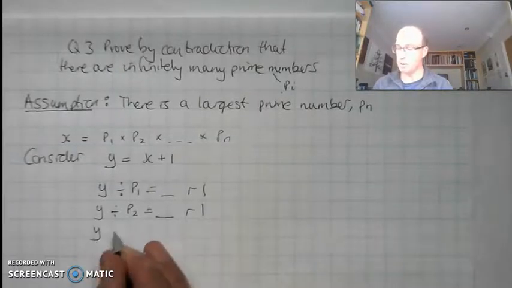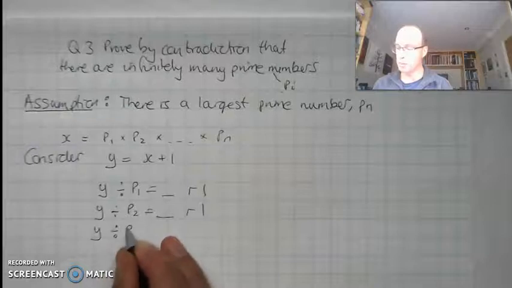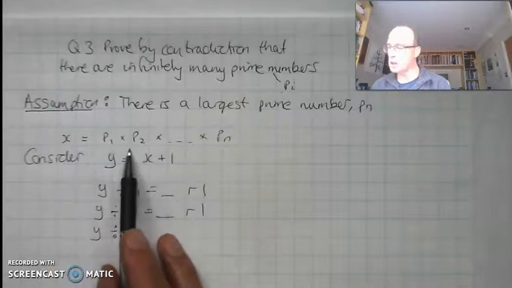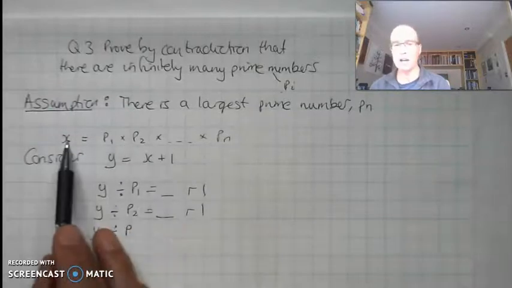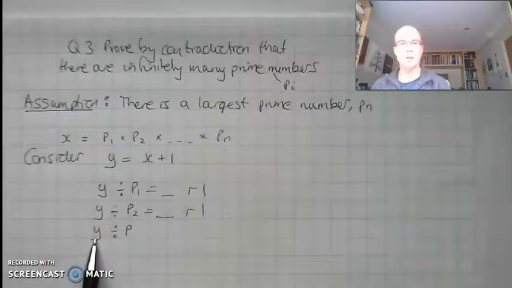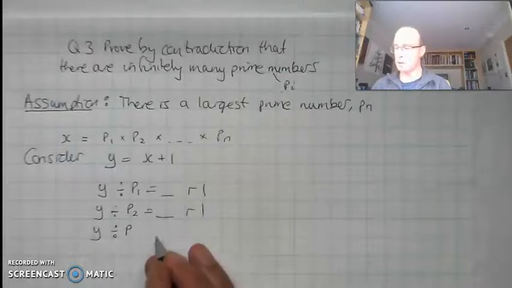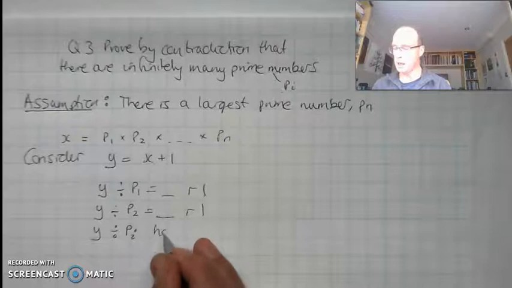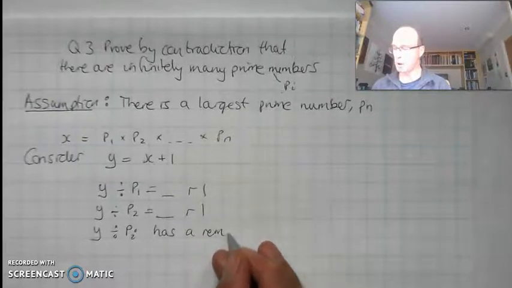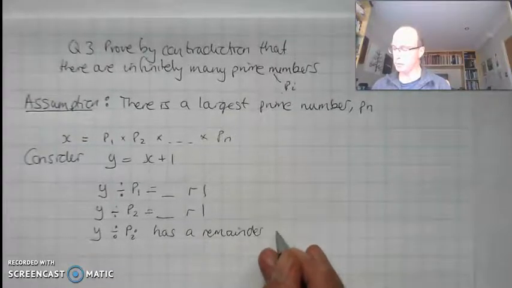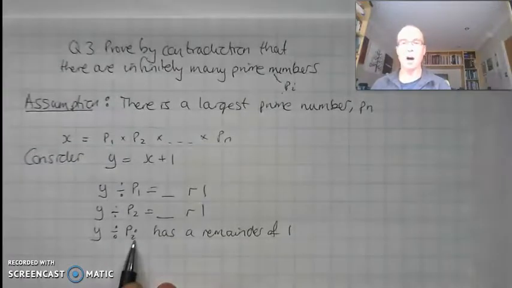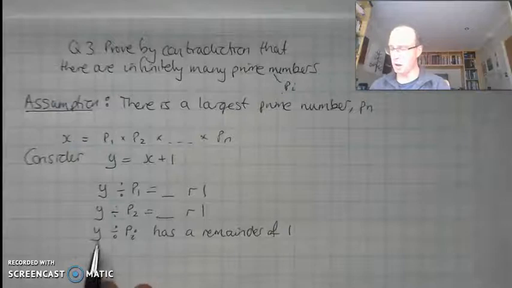In fact, that happens for all of my prime numbers because they're all factors of x. So if my prime numbers divide exactly into x, when I divide them into y, I'm going to be left with a remainder of 1. So y divided by Pi has a remainder of 1. So none of my p's are a factor of y.